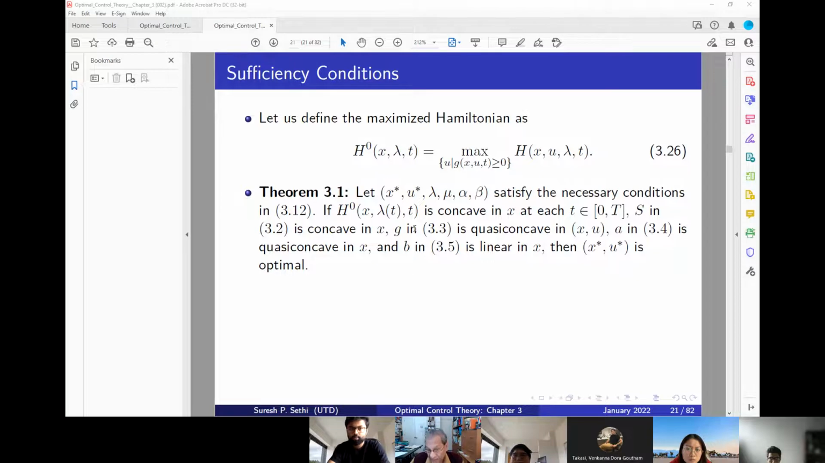G, which is the inequality, is quasi-concave in X and U. A, which is strict inequality, is quasi-concave in X. And B, which is equality, has to be linear because equality is both concave and convex. So any function that is both convex and concave is linear. So even if I put B to be quasi-concave, it really means linear. Linear is quasi-concave. Okay, so that's linear in X. Then X star, U star is optimal.